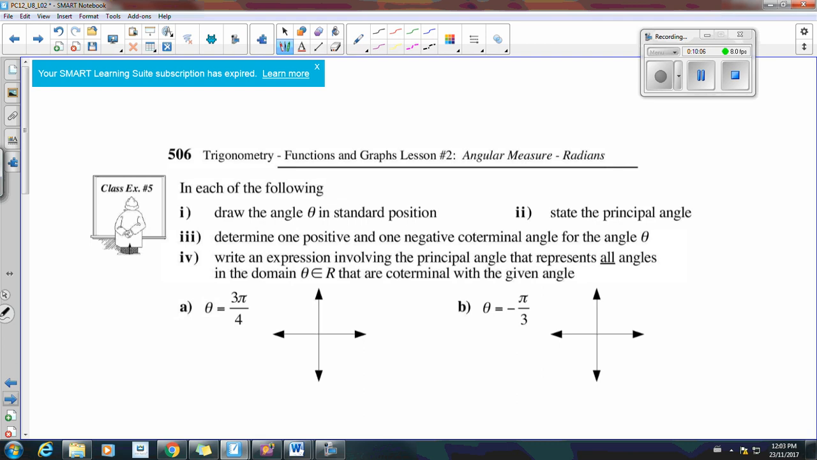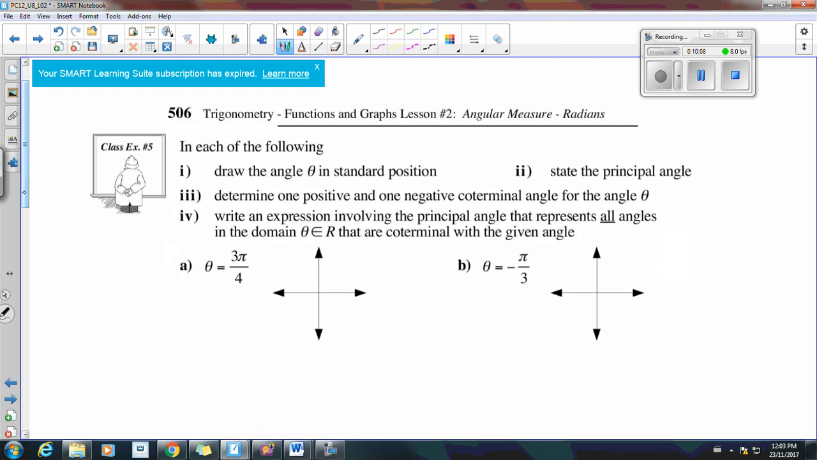So in each of the following, draw the angle in standard position, determine the principal angle, determine one positive and one negative coterminal angle, and write an expression involving the principal angle that represents all angles that are possible. Okay, so first, 3 pi over 4.